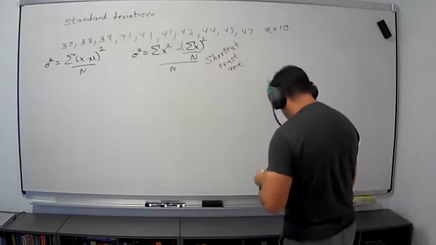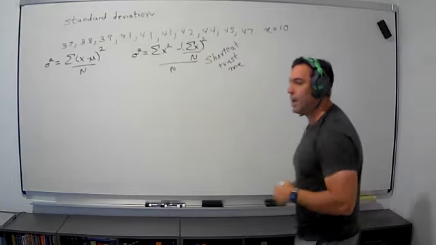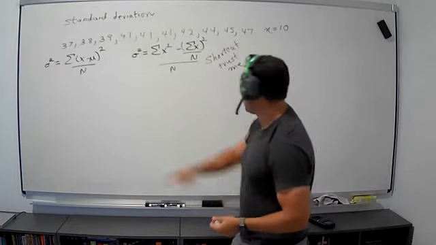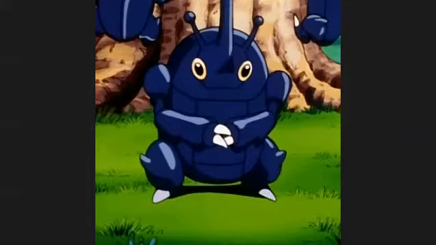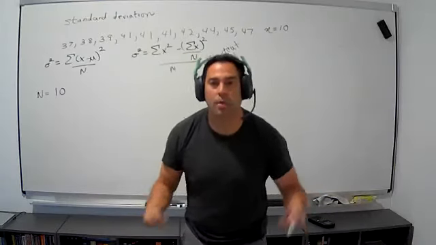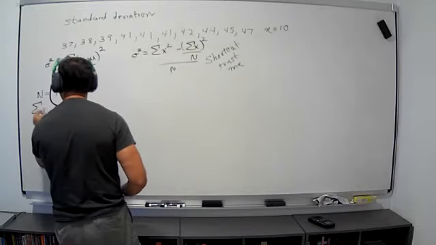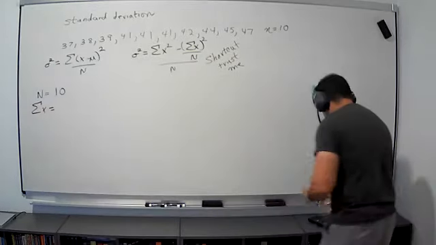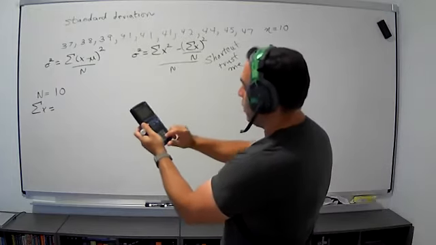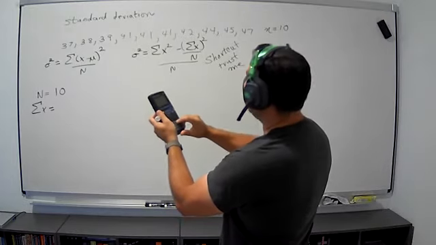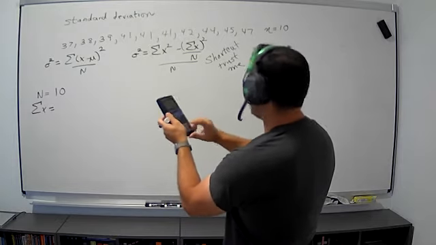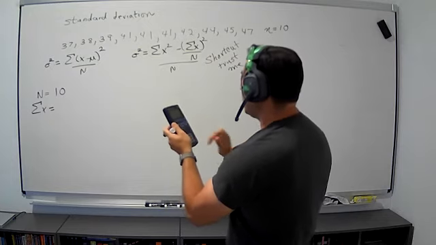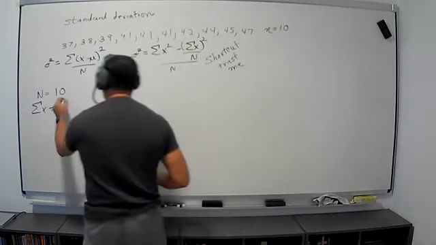Okay? Here's what we do. I go to you, hey guys, how many numbers do we have there? Oh, we have 10, mister. 10, great. Then I ask you, what is the sum of all those numbers? What is the sum of x? And we know what it was, but let's go ahead and do it. 37 plus 38 plus 39 plus 41 plus 41 plus 41 plus 42 plus 44 plus 45 plus 47, and you're like, oh, it's 415, and you write 415.